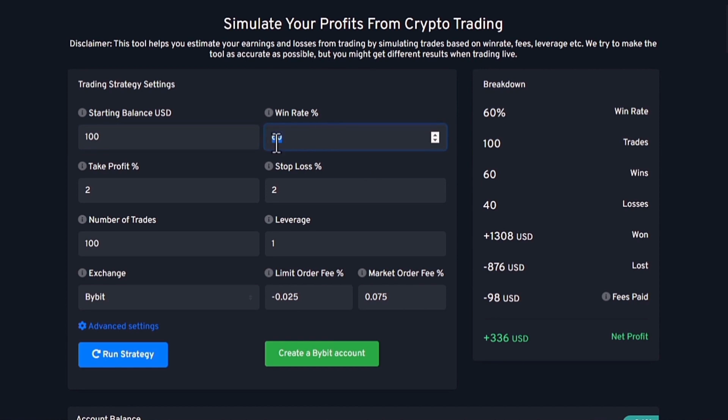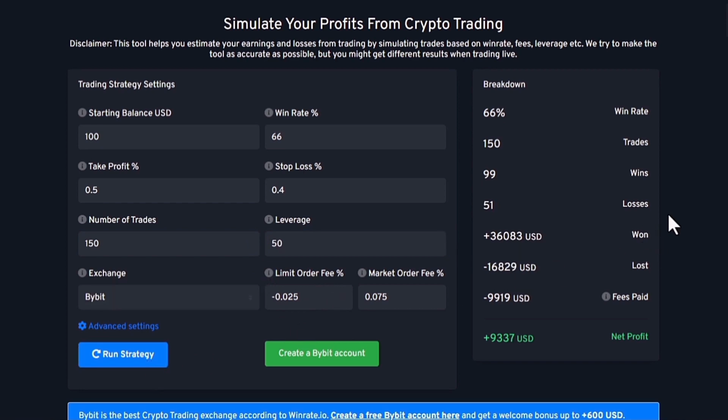Okay, here is $100, and the minimum winning ratio of this system, which is tested over hundreds and hundreds of trades, is 66%, which is really good and really high. And then the take profit, I told you our target point was 0.5 and our stop loss was at 0.4. And the number of trades you can make, as I told you, is at least 5 trades a day, on average, so it makes 150 trades per month. Then the leverage is 50x, and we leave the rest to its own, and we run the strategy. And you can see it's almost close to 10K with everything told to you. And it is an average.